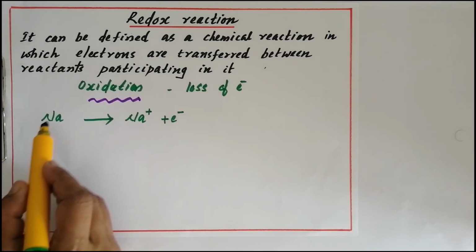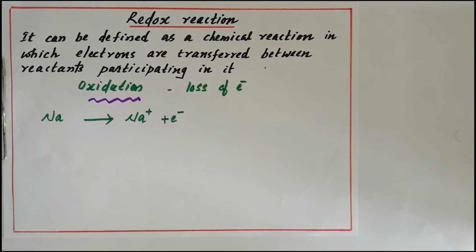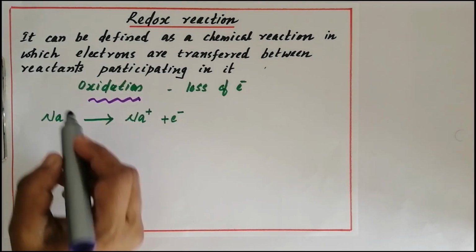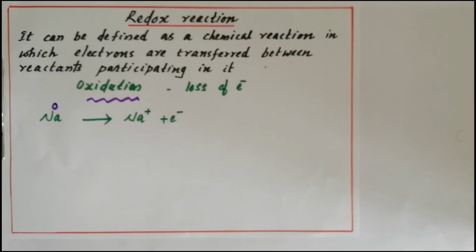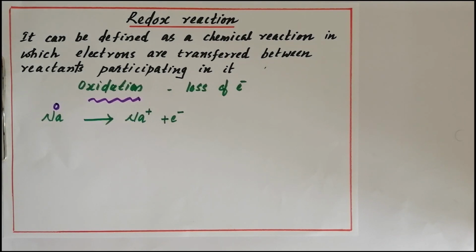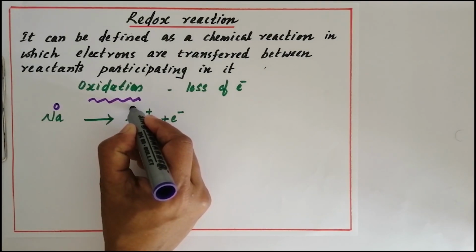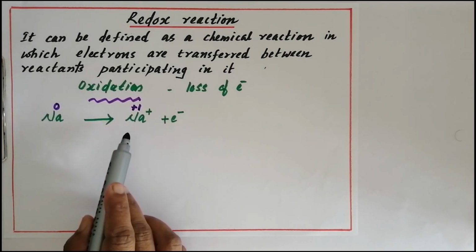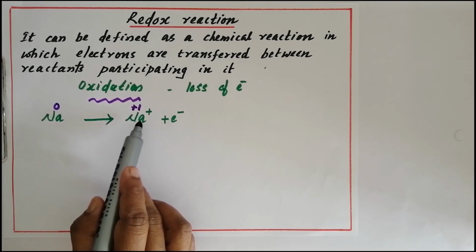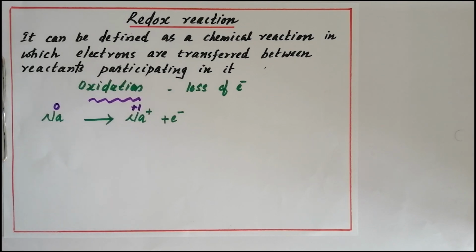So on the left hand side the charge is 0 and on the right hand side also the charge is 0. So what is the oxidation state of sodium? The oxidation state of sodium is 0. Why? According to the rules of assigning oxidation number, a 0 oxidation number is given to any species in the elementary state. So sodium is in the elementary state. And Na+ is having the oxidation state +1 because it is a monoatomic ion. For monoatomic ion, the oxidation number is the charge on the ion. So positive 1 is the charge on the ion.